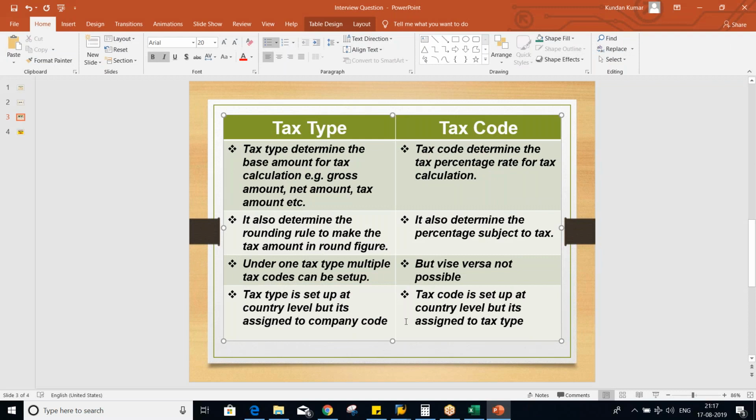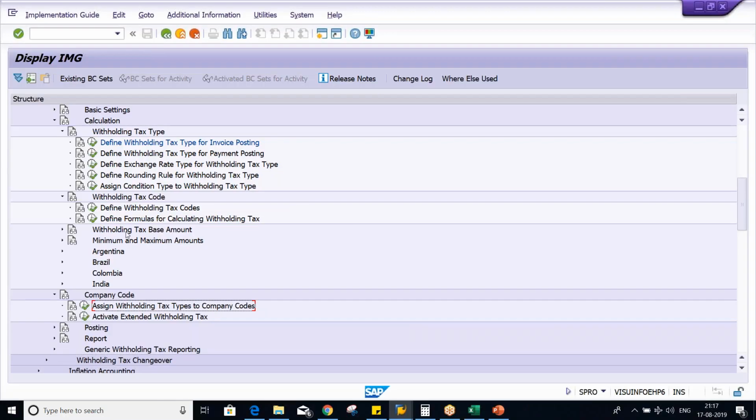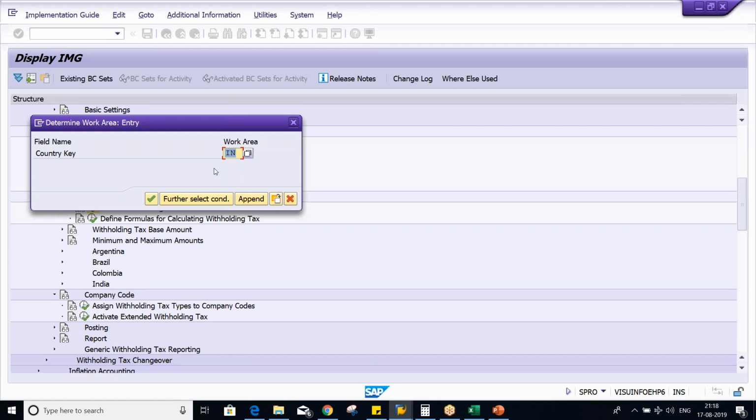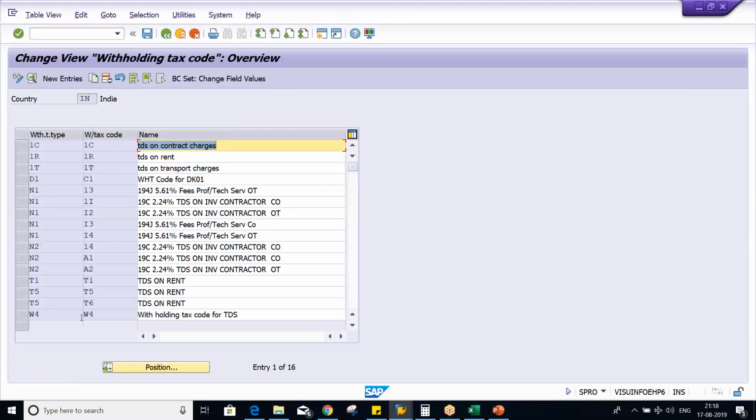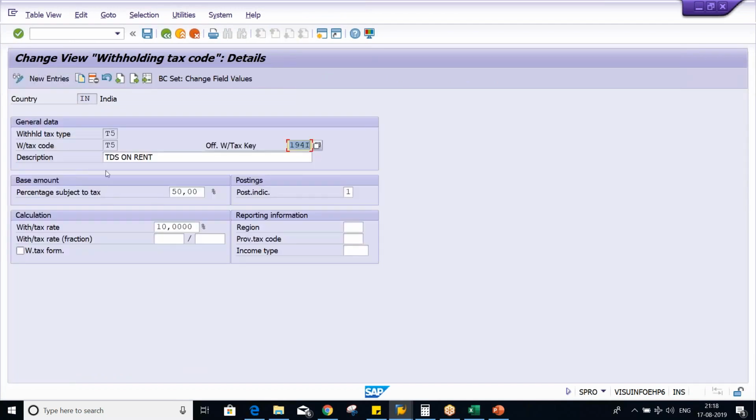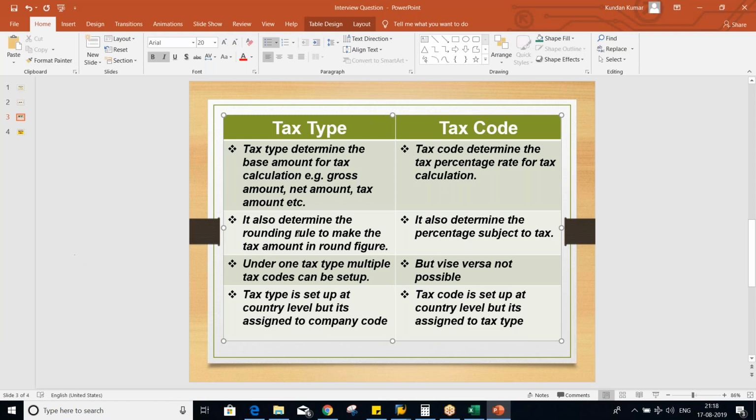Whereas, look here, the tax code is also set up at country level itself. If you are going to set up a new tax code, the system is also going to ask for the country code. Look here. But whenever you set up the tax code, it is always set up against a particular tax type. So what I said here is that the tax type is set up at country level, but it is assigned to the company code. Whereas the tax code is also set up at country level itself, but this is assigned to the tax type.